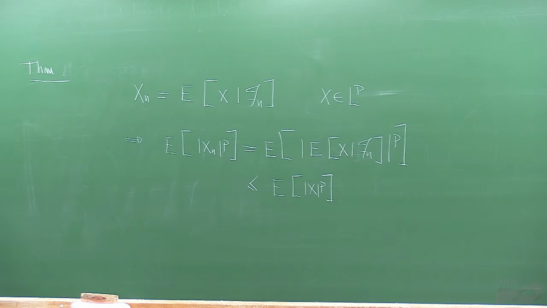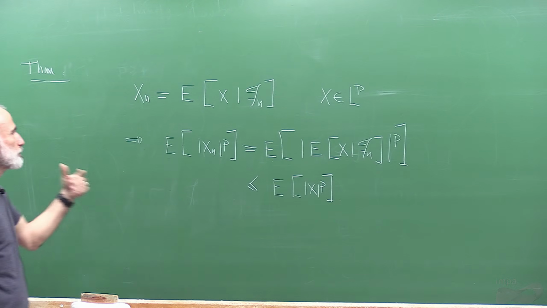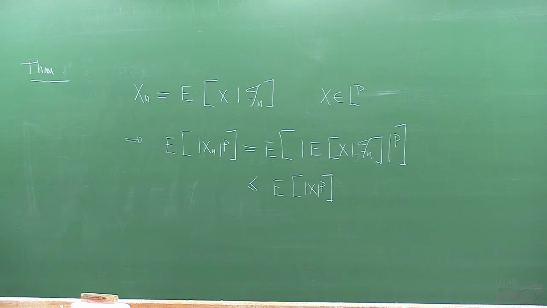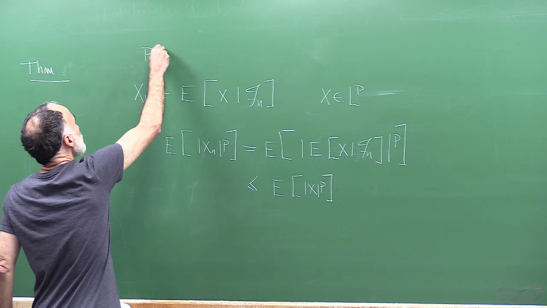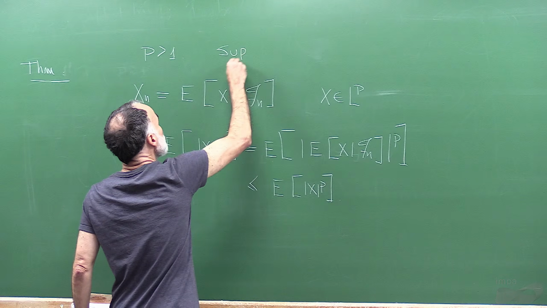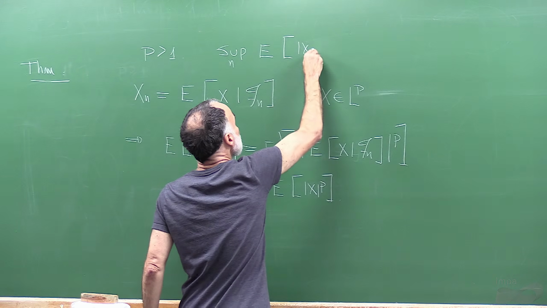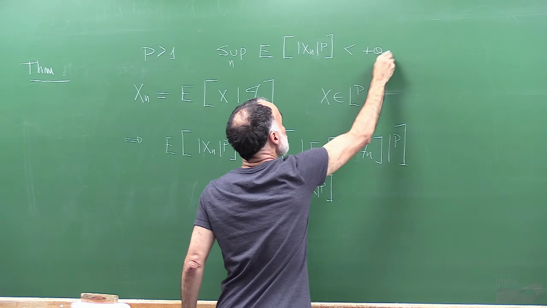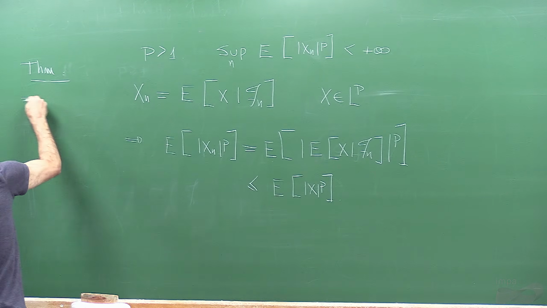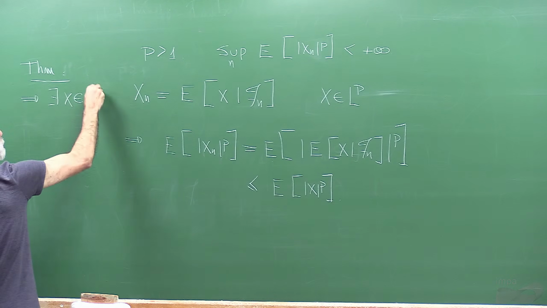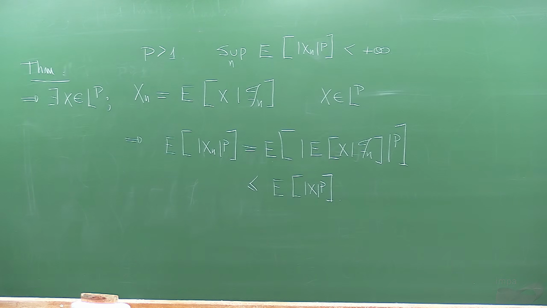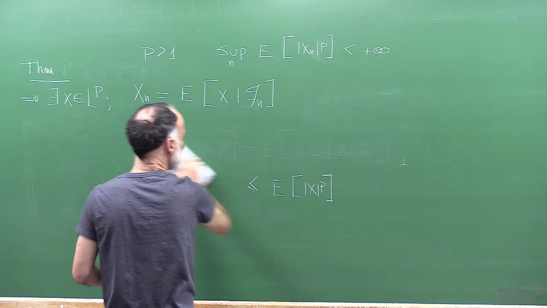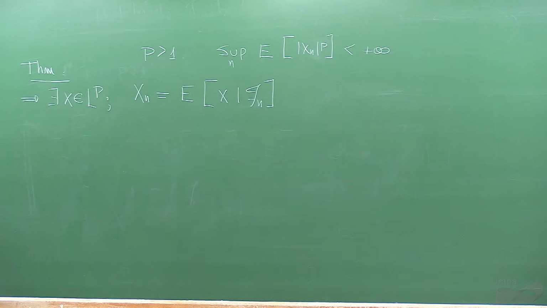And we will see that actually this is sufficient for p larger than 1. For p equal to 1, we have the counterexample which I mentioned last class. Okay, so let's assume that p is larger than 1. Let's assume that the supremum over n of the expectation of xn to the power p is bounded. Then I claim that there exists x in LP such that xn is equal to that. Right? And here it's important that p is larger than 1. Clear? So let's prove it.